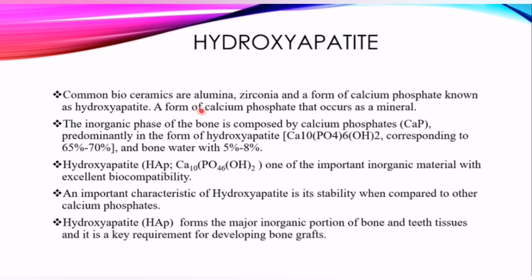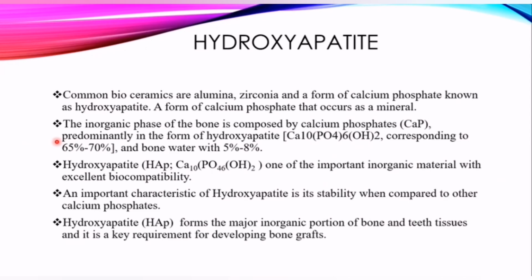Common bioceramics are alumina, zirconia, and a form of calcium phosphate known as hydroxyapatite, which occurs as a mineral. It is the chief structural component of bone and teeth. The inorganic phase of bone is composed of calcium phosphate, predominantly in the form of hydroxyapatite, corresponding to 65 to 70%, and bone water with 5 to 8%.